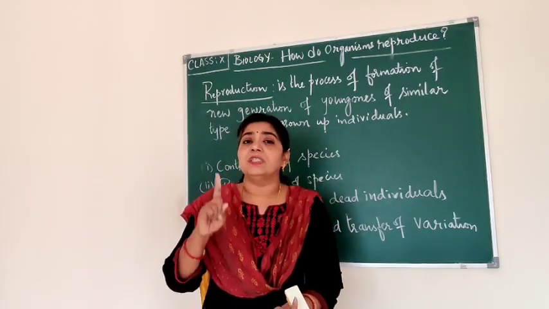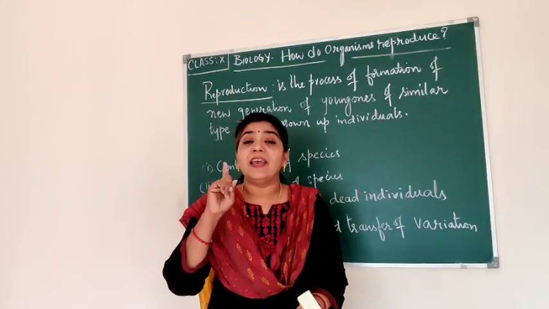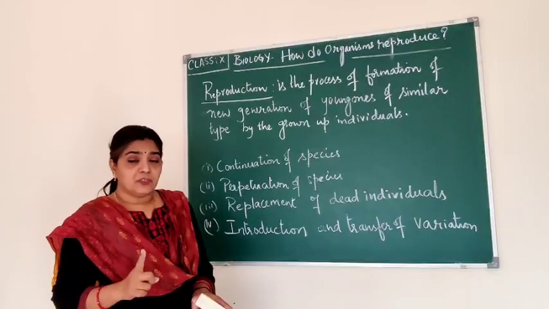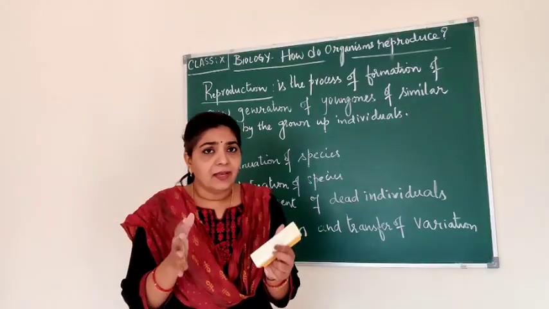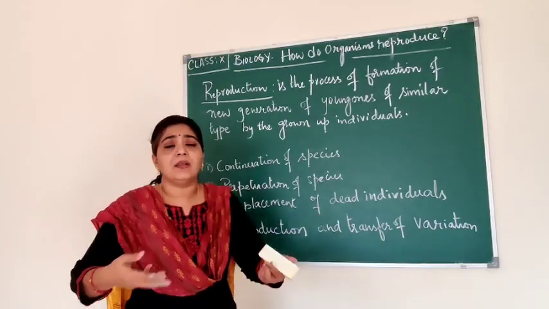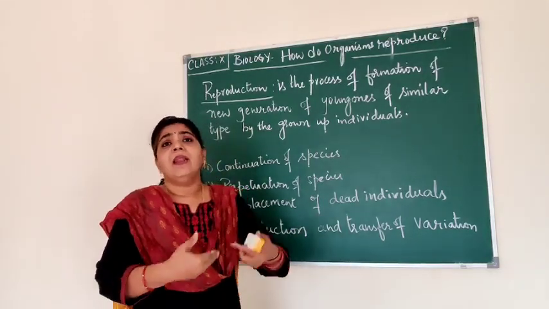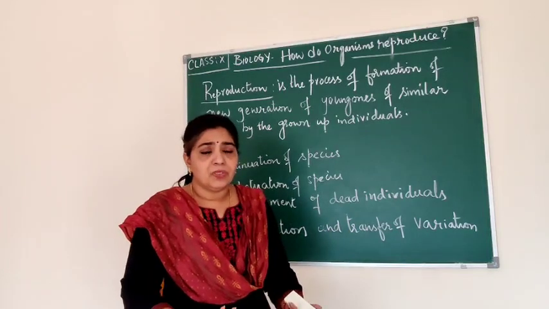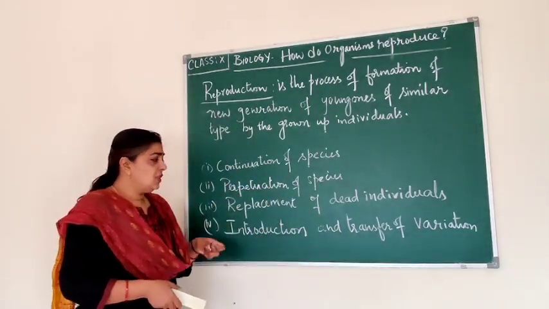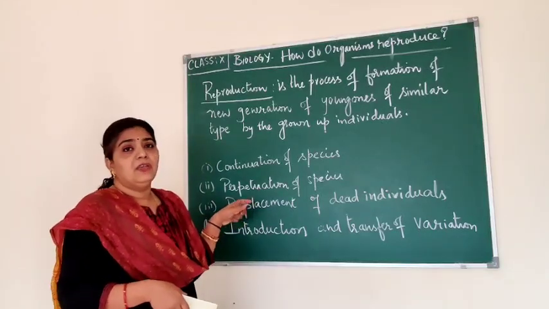So, reproduction is essential because it ensures continuation and preservation of species. Otherwise, what happens? It becomes extinct, so we won't see that species anymore. And the next generation also will not be able to see it if it does not reproduce. So, perpetuation of species, replacement of dead individuals.